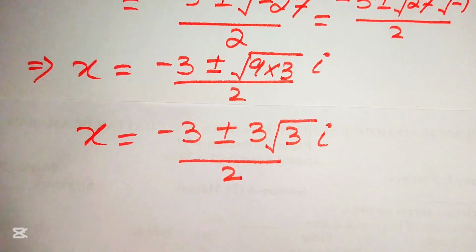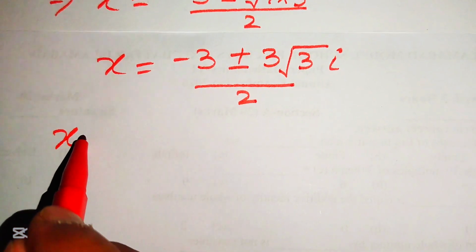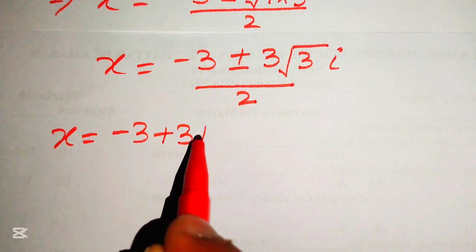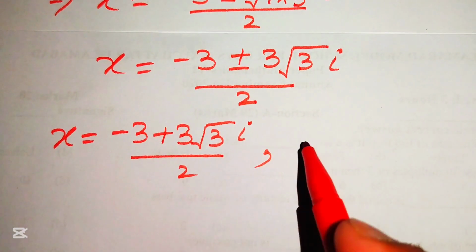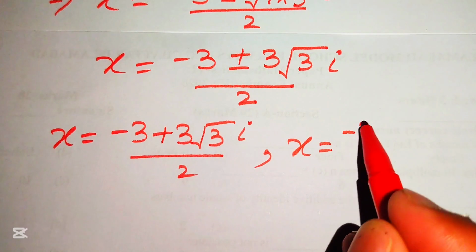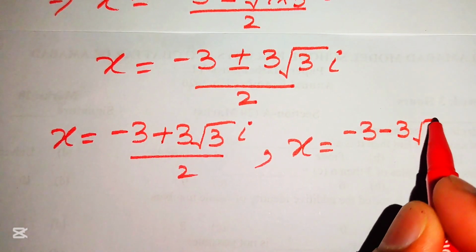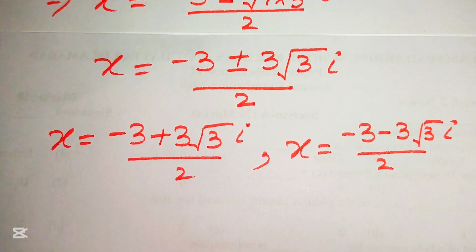Okay, so in the next step we break these two values of x. First we write the positive value of x, and it is minus 3 plus 3 times the square root of 3 iota, divided by 2, and here we write the negative value of x. It is minus 3 minus 3 times the square root of 3 iota, divided by 2.